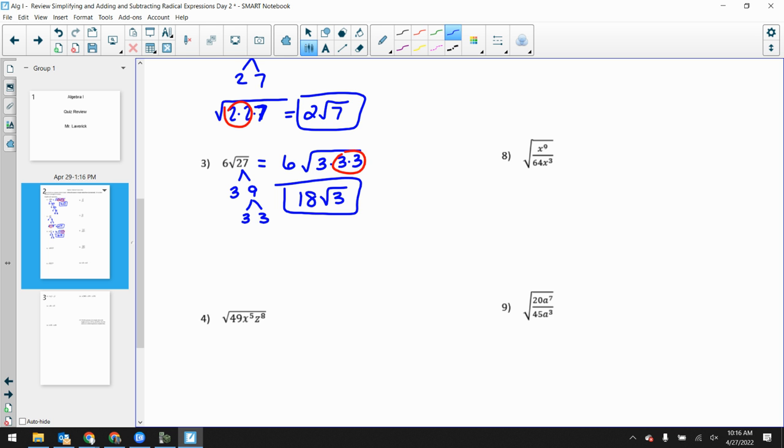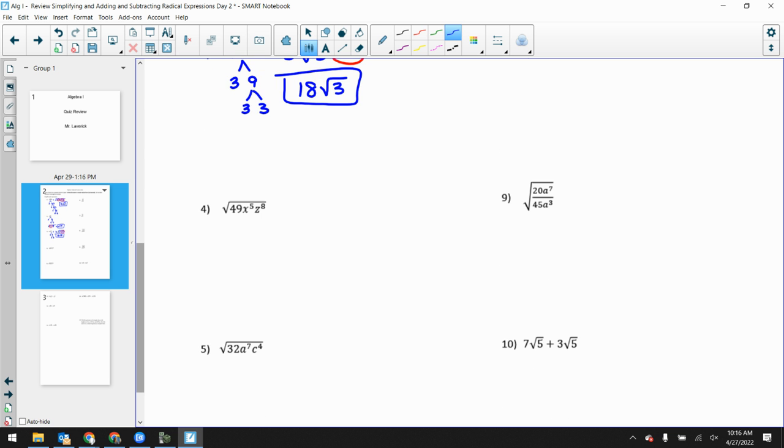Okay. All right, number 4 here. Now, do I have to do a factor tree with number 4, with 49? You should be able to recognize that 49 is a perfect square. 7, right? Now, could I do a factor tree? Okay, well, that's real easy. There it is, done. Buddy, come out. All right, now, the hard part about this one is the x to the 5th, z to the 8th.